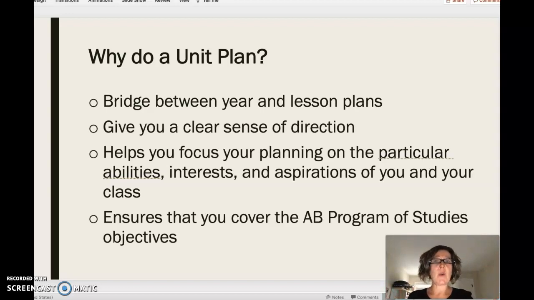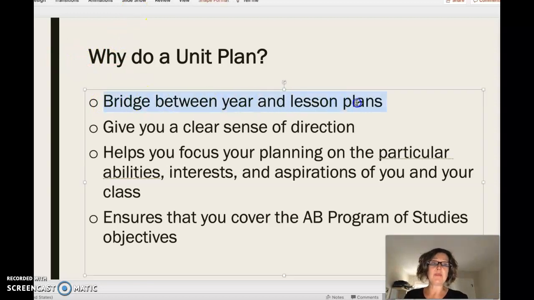So then what you're going to do is take those units that you created, your fractured fairy tales, your podcast, your poetry unit. Why do we even develop a plan around those now? Basically, what's happening here is, where's my mouse? There it is. It's a bridge between the year plan and the lesson plan.